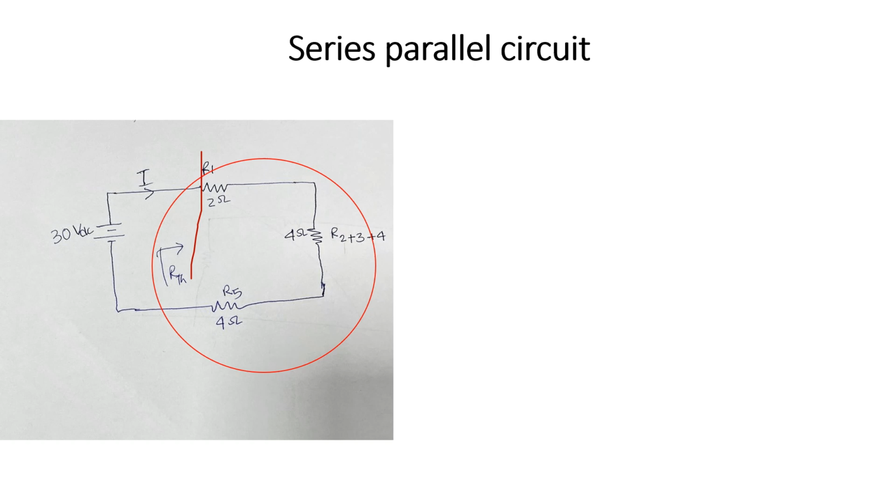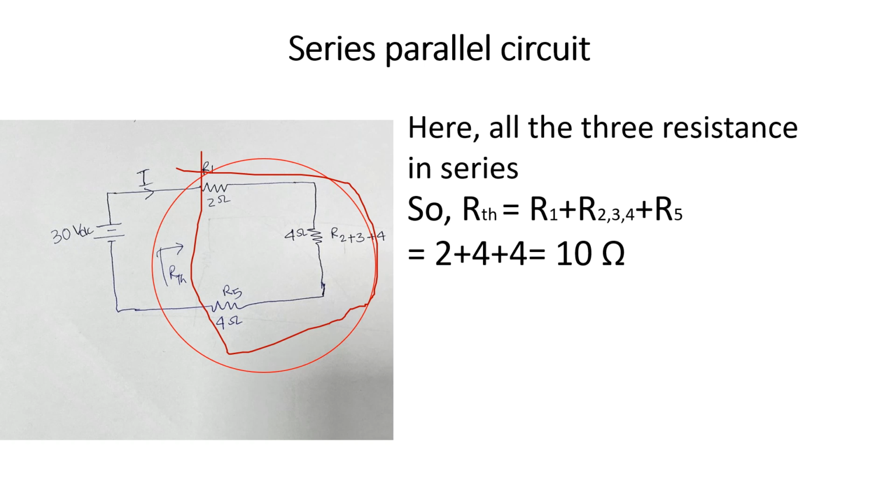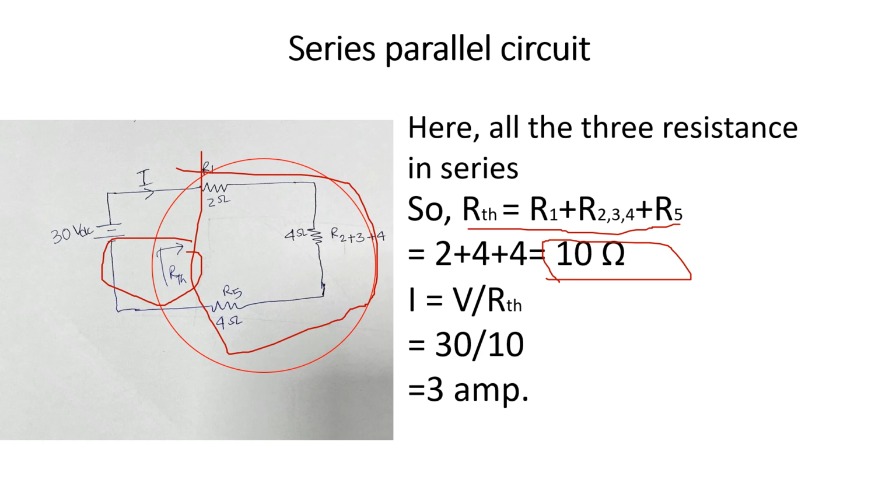you see that all the components are in series. So the RTH you can calculate as R1 plus R234 plus R5. The total resistance is 10 ohms, and for I we can calculate V divided by RTH. Here V equals 30, and the 10 comes from this 10. So after calculation we get I equal to 3.